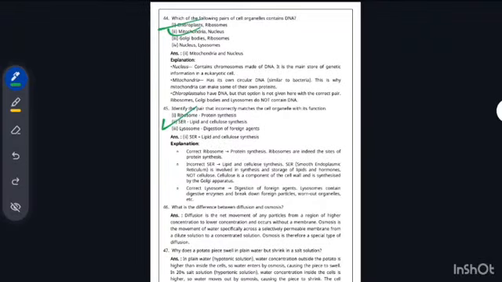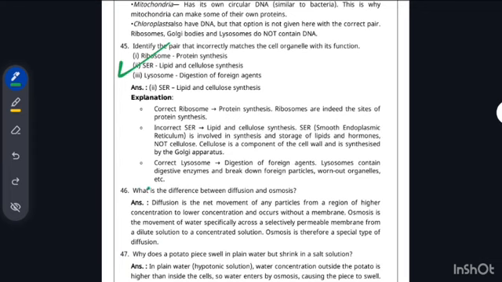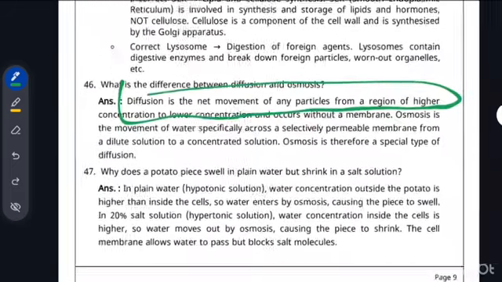What is the difference between diffusion and osmosis? So look, diffusion is the net movement of any particles from a region of high concentration to lower concentration, which occurs without a membrane. If you look at these definitions, somewhat they are the same, but a major difference is that diffusion occurs without a membrane, whereas osmosis occurs with a selectively permeable membrane, right? So that is the major difference.